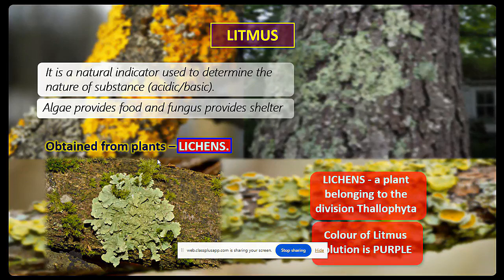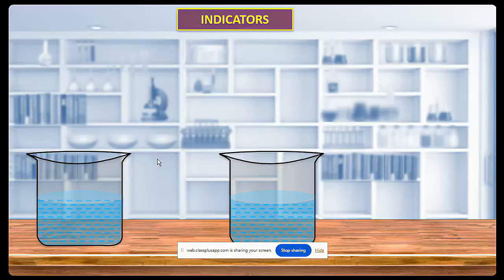The color of litmus solution is purple. What is the color of this litmus solution? Purple. So here we'll check whether the solution is an acid or a base. We'll see the first substances, beaker A and beaker B. We'll mark them as A and B. Take the litmus paper and immerse it in the solution of beaker A, and if you observe, there is no change in the color of the litmus paper. Am I right?